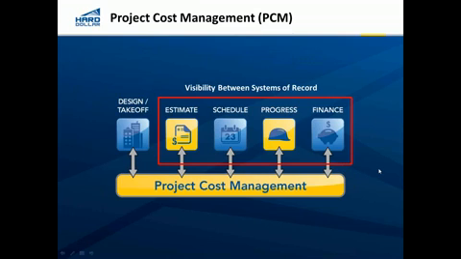The last thing I want to restate here is the visibility. So we talked about creating a control budget. We talked about measuring progress and then forecasting. All three of those at the detail level really bring the visibility between the systems of record, and that's really the focus of where Hard Dollar is at.